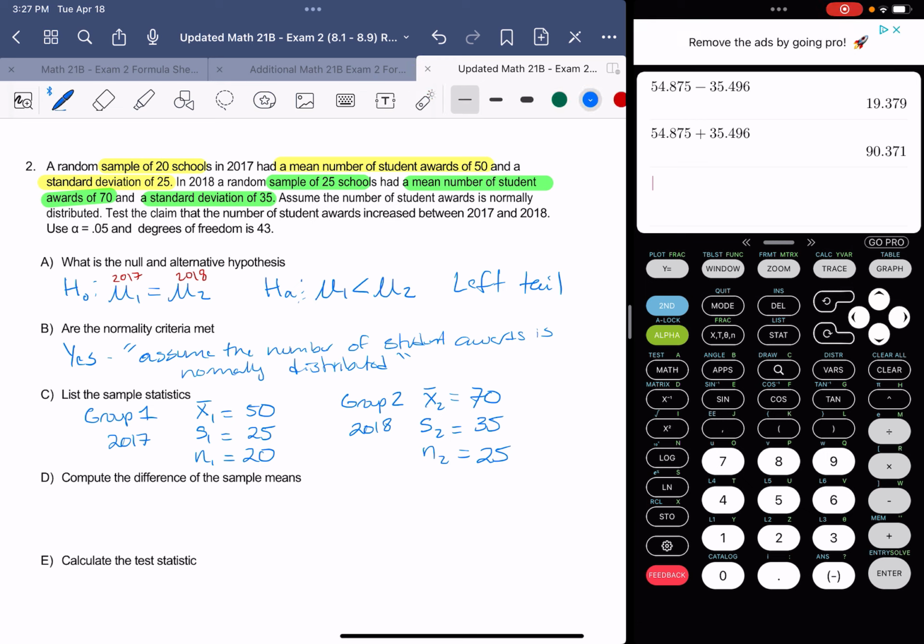Any questions on part D? Okay, part E. Calculate the test statistic.